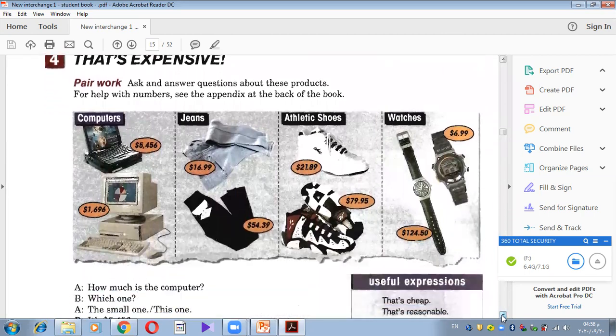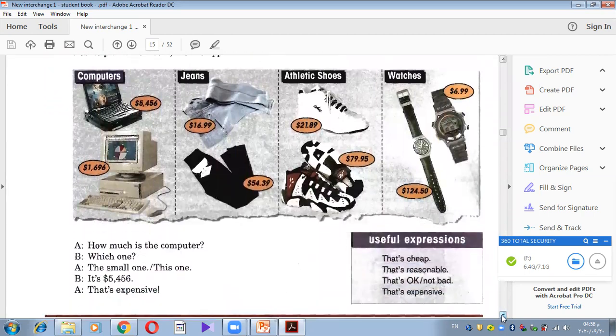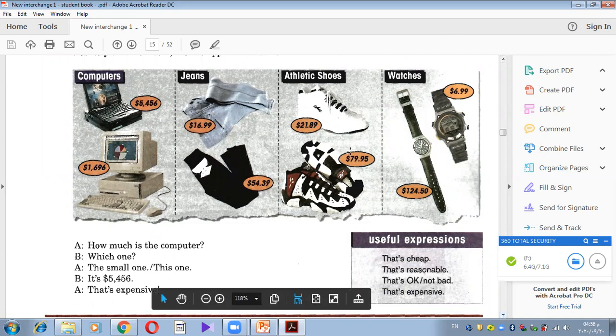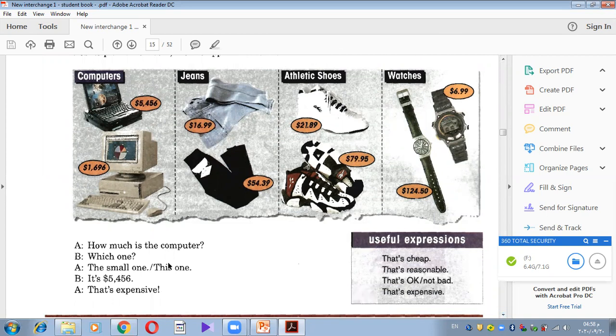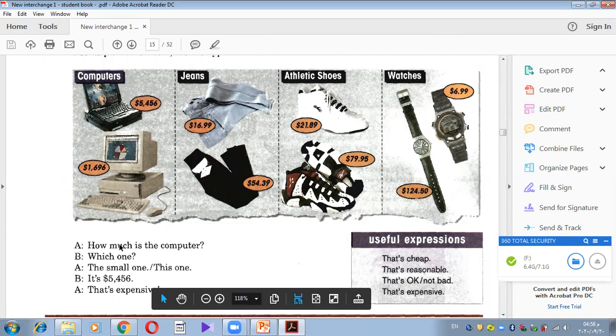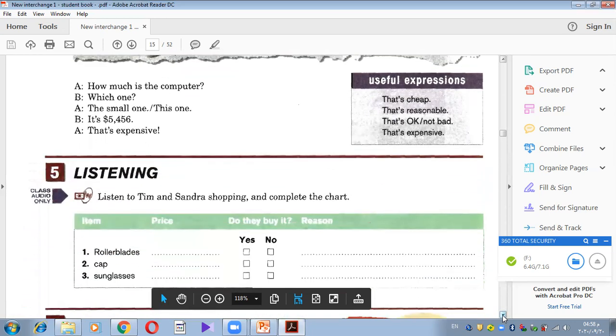That's expensive. I want you to imagine that you are a customer or that you want to buy. Let's say you want to buy one of these, the watch or the shoes or the jeans or computers, and you keep asking the question for the salesperson: how much is the computer? Which one, the small one, this one? Yeah, it's, and you are going to read the number. It's 5,456. That's expensive. Okay, and this is how we respond.